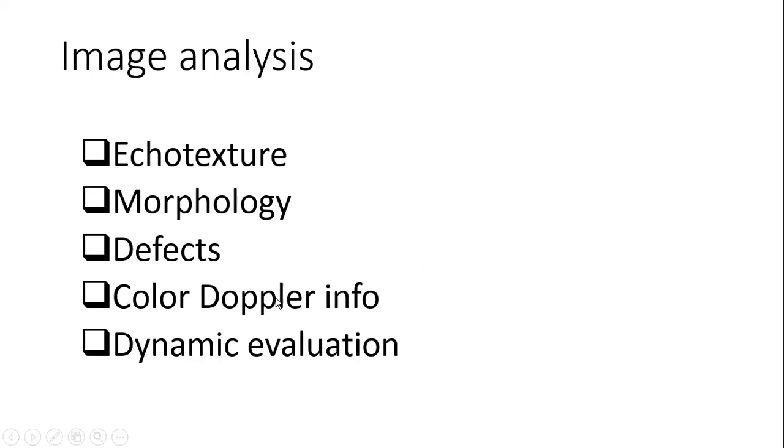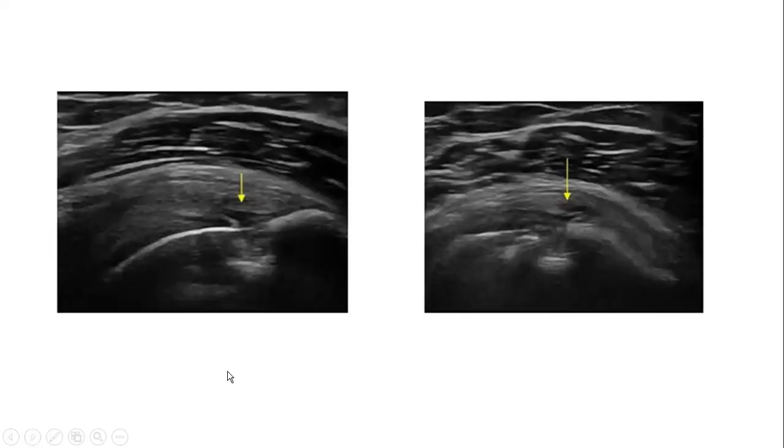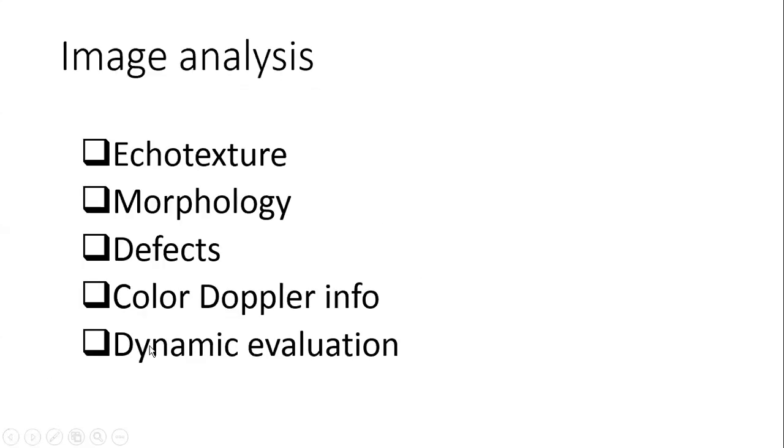Okay, number four, color Doppler. I don't have a color Doppler image here, but I would put it and see if there is any new angiogenesis or not. So you want to use color Doppler in every scan, especially whenever you see a hypoechoic or anechoic signal. All right, the last point is dynamic.